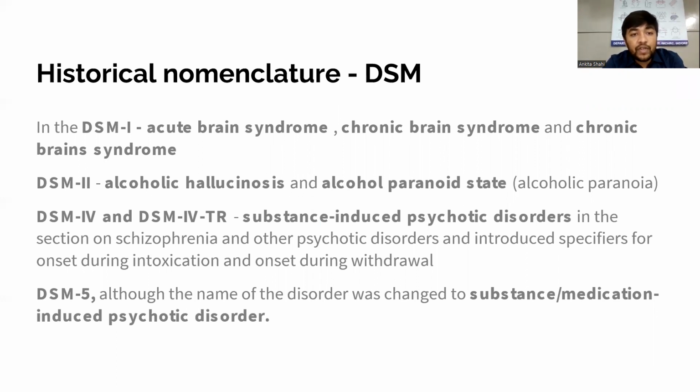When DSM-4 and DSM-4 TR were released, then the proper nomenclature, substance-induced psychotic disorders, in the section on schizophrenia and other psychotic disorders, was introduced. And there were specifiers for onset during intoxication and onset during withdrawal. So where we currently stand is in DSM-5 and DSM-5 TR, although the name of the disorder was changed to substance/medication-induced psychotic disorder.